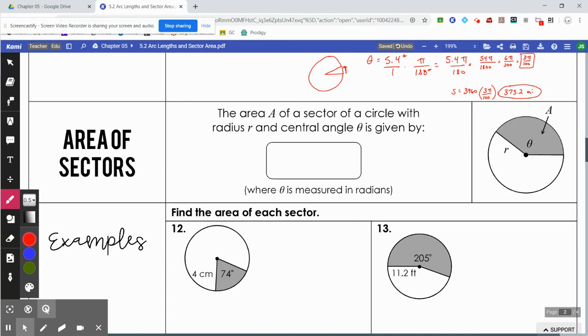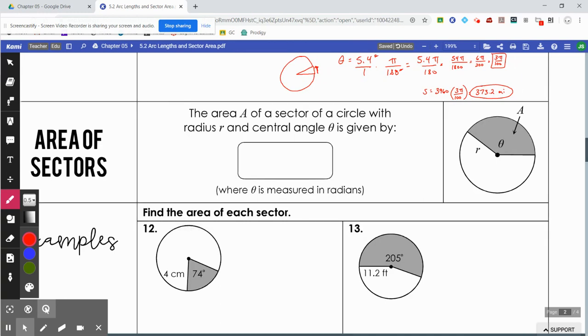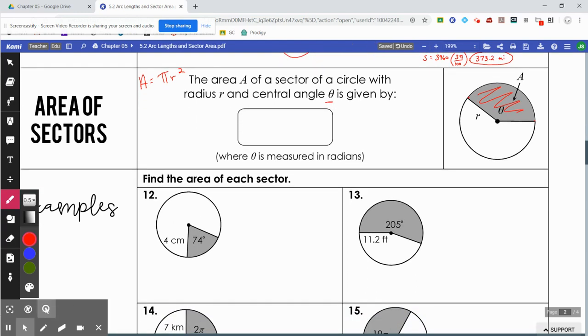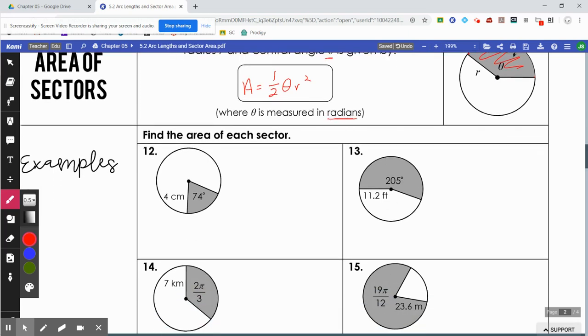Okay, next up, we're going to be finding the area of sectors, not the arc length, not the distance from here to here, but the area of this shaded region. Now, we know the area of a whole circle, if you don't remember, is pi times radius squared. However, the area of a sector of a circle with a radius of r and a central angle of theta is given by the following formula. Area equals 1/2 theta r squared. So instead of the pi, we have 1/2 theta, where theta, again, is measured in radians. Very important that we have it in radians there.